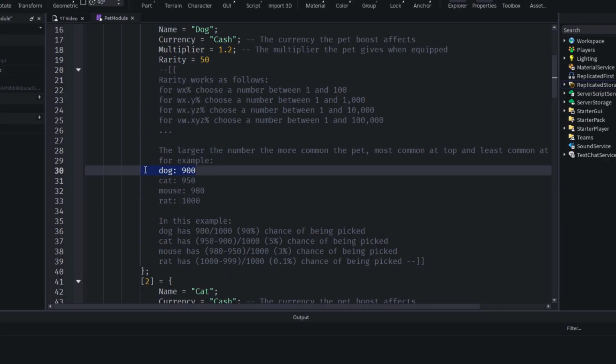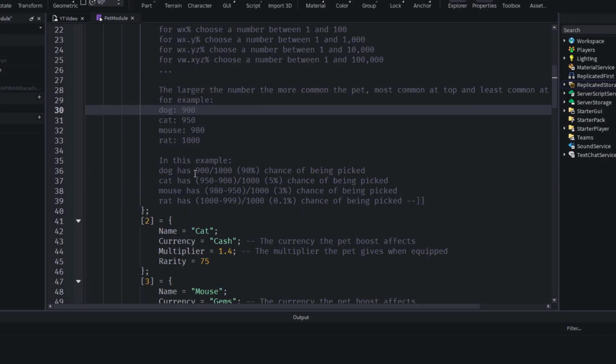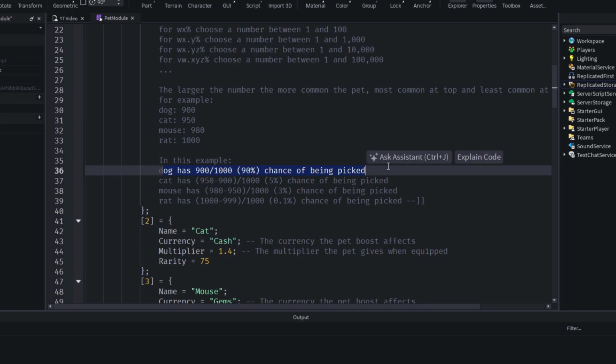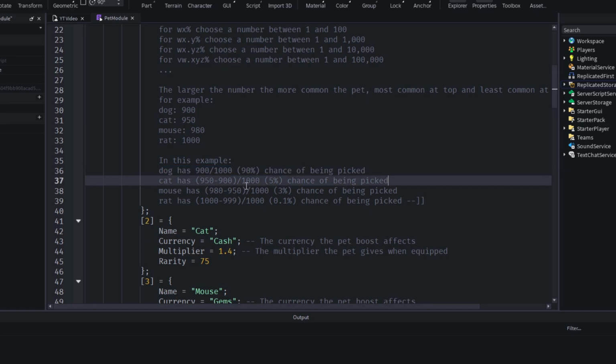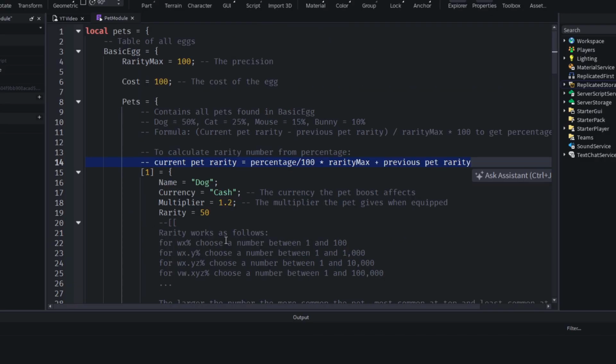Of course, dog is incredibly common here. This would mean that in this example, the dog will have a 90% chance of being picked. The cat will have a 50 out of 1000 or 5% chance of being picked. The mouse will have a 30 out of 1000 or 3% chance of being picked. And the rat will have a 1 out of 1000 or 0.1% chance of being picked. To calculate the desired pet rarity for a certain percentage, use this formula: pet rarity equals percentage divided by 100 multiplied by the rarity max, plus the previous pet rarity.